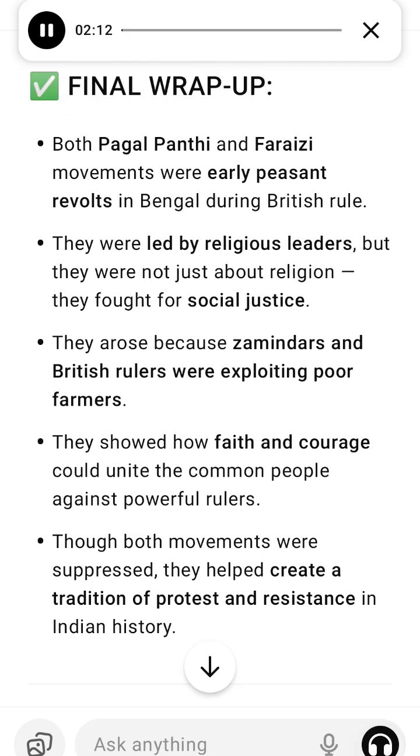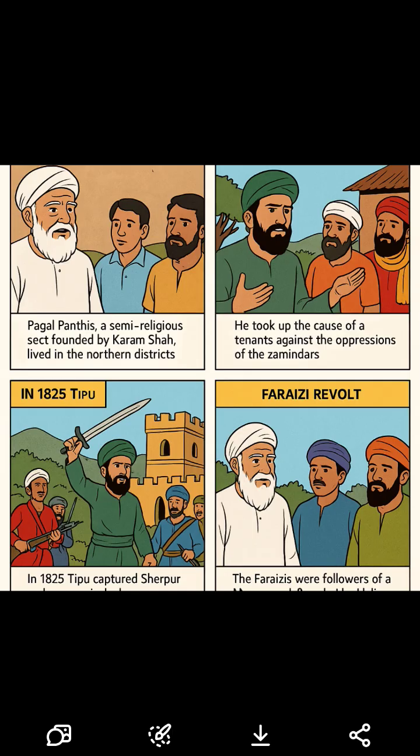They believed that Muslims had forgotten true Islam and had to bring back its pure form. 2. Who started it and why? The movement was started by Haji Shariatullah in Faridpur, eastern Bengal. He had gone to Mecca and returned with the idea that Muslims in Bengal had adopted wrong practices and were also politically weak under British rule. He wanted to purify Islam, stop un-Islamic customs, and unite Muslims, especially the poor farmers.